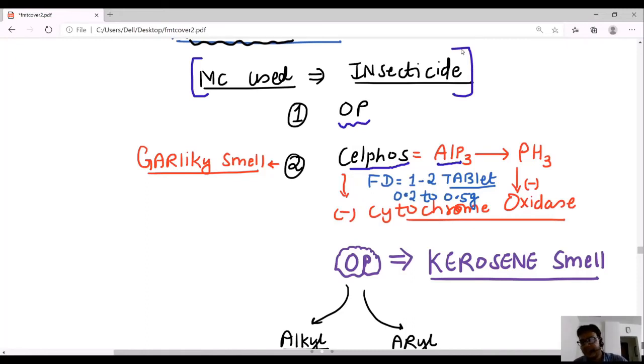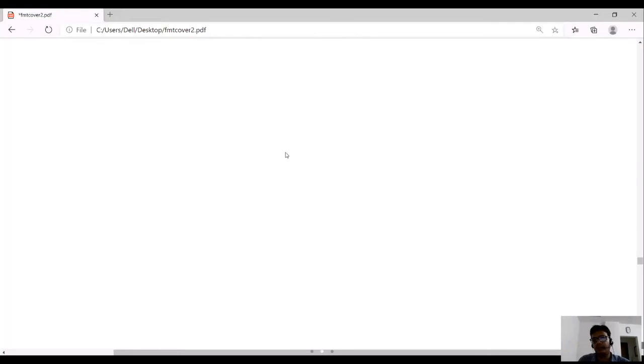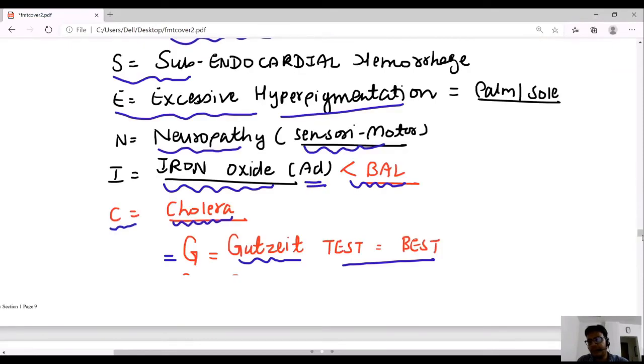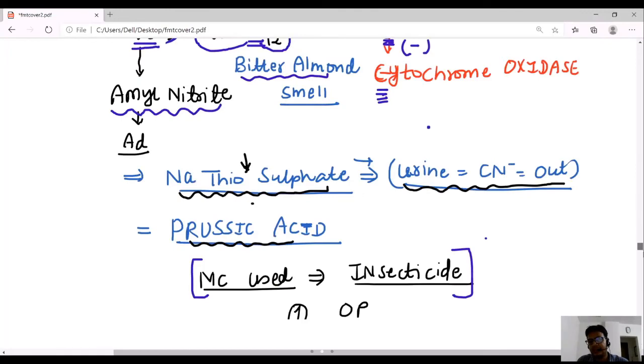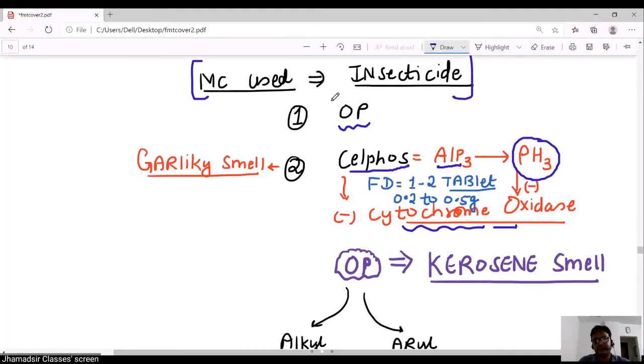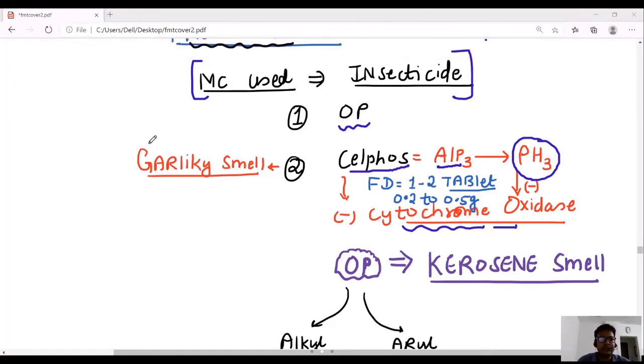What happens, sir? This Al-P3 in your body forms PH3, phosphine. PH3 inhibits cytochrome oxidase. So sulfose inhibits cytochrome oxidase.